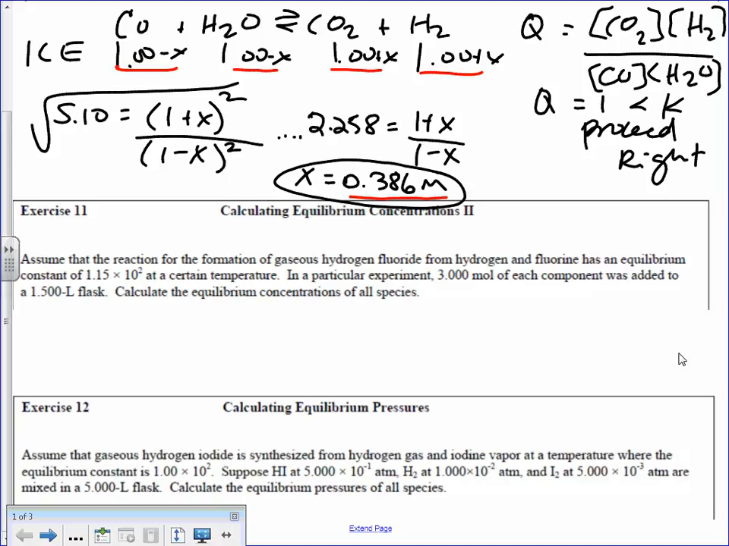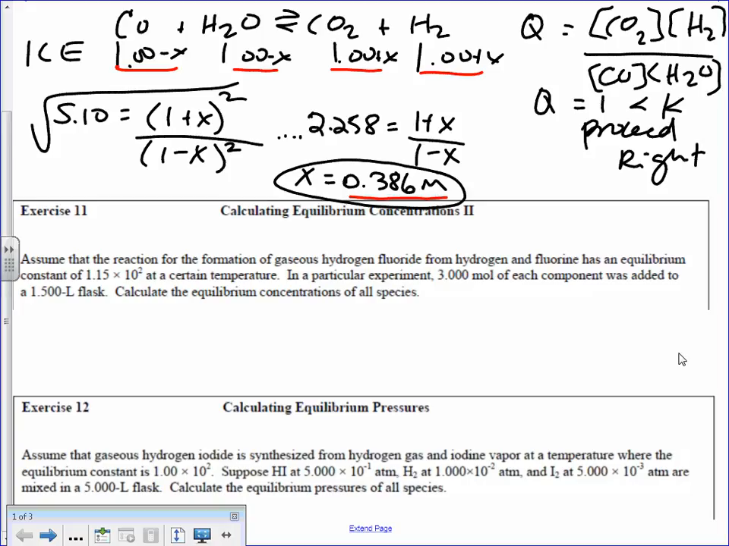You also have the K value being 1.15 times 10 to the second, which is fairly large, meaning what? It's probably going to go towards it. Well, first of all, you know products are favored. You should have more products. And then what should you do with your initial concentrations given? Plug them in the Q. Plug them in the Q, and you would find that actually, so 3 divided by 1.5 is 2.